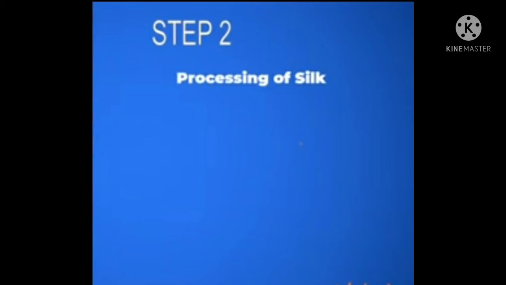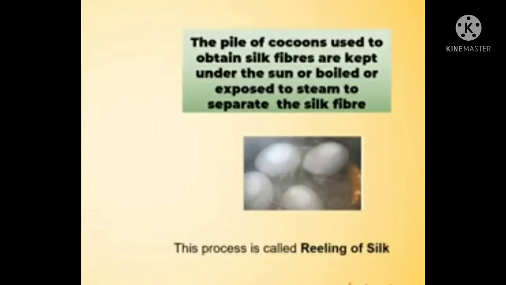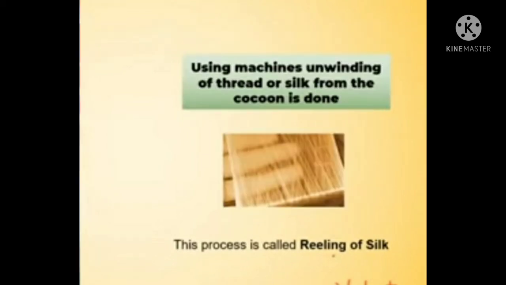Next step is processing of silk. Here, a pile of cocoons is used for obtaining silk fibers. The cocoons are kept under the sun or boiled or exposed to steam to separate the silk fibers. The process of taking out threads from the cocoon for use as silk is called reeling the silk. Reeling is done in special machines which unwind the threads or fibers of silk from the cocoon.